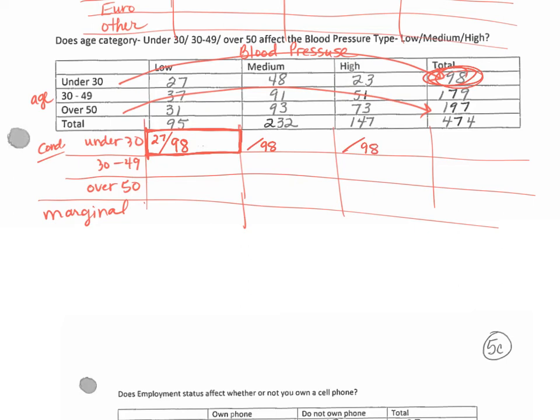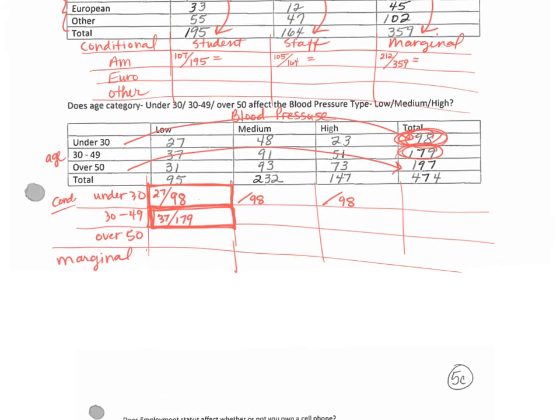Okay? Let's do this one right here, this second square. Conditional upon you being in the 30 to 49 category, what's the probability you have low blood pressure? 37 out of 179. Good. These are your denominators over here on the right. And so on. And then you tell if they are independent or not. But do fill out all the numbers because we're going to talk more about them tomorrow.